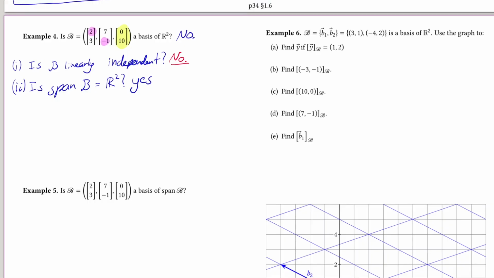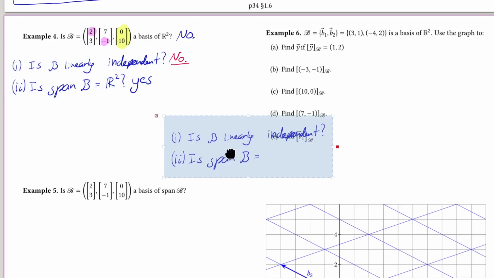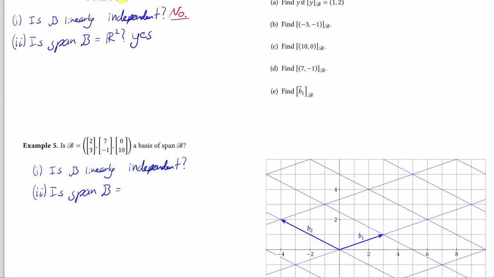Okay, let's look at one more. Example 5 gives the same list of vectors as we had in example 4. And now the question is, is it a basis of the span of itself? So pause it real quick and I'll tell you the answer in 3, 2, 1.